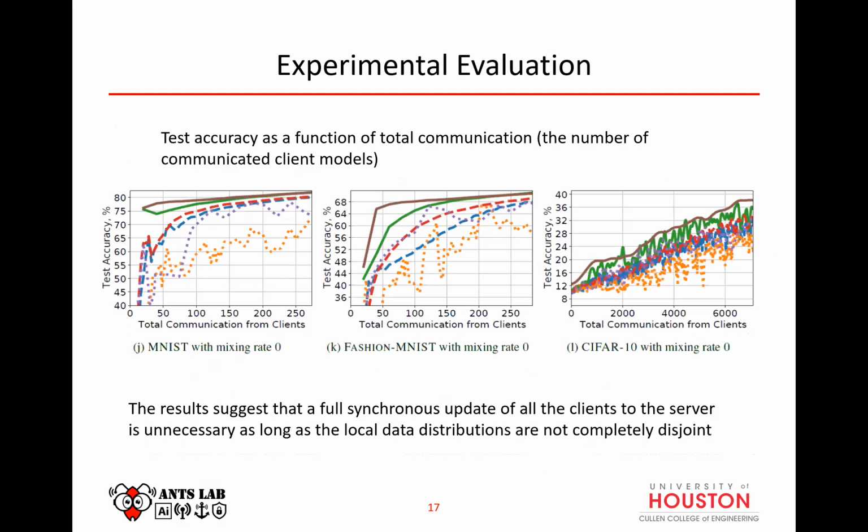And I just extended this, there were several other figures. I just put the other one, which is the mixing rate of 0, showing a way different kind of data. Here we see that the full synchronous update of all the clients to the server is kind of unnecessary, because as long as the local data distributions are not completely disjoint, we may be able to achieve very good accuracy compared to the others. So this is the other small thing that this paper mentions, how disjoint or how different the local data distributions are. If they're very different, then the performance is not very good.